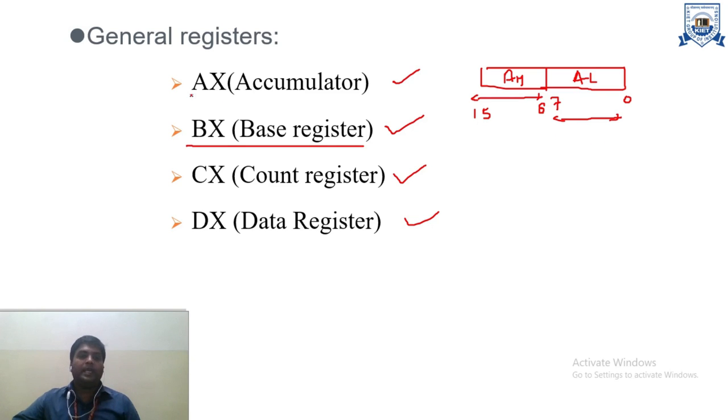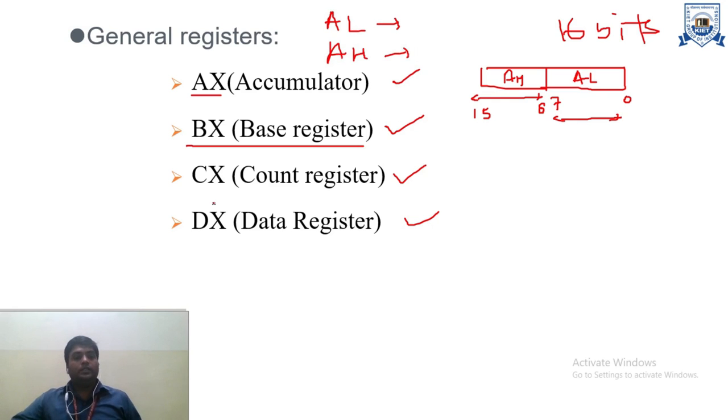If we are talking about AX, that means we are talking about all 16 bits of information of A. If we are talking about AL, that means the lower half 8 bits. If we are talking about AH, that is your upper half 8 bits. In the same way, CX is your count register, again divided into two halves, that is CH and CL. It is used as a counter register.